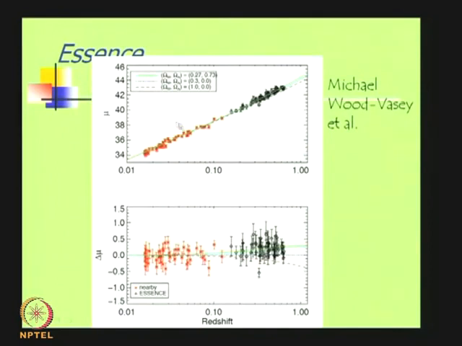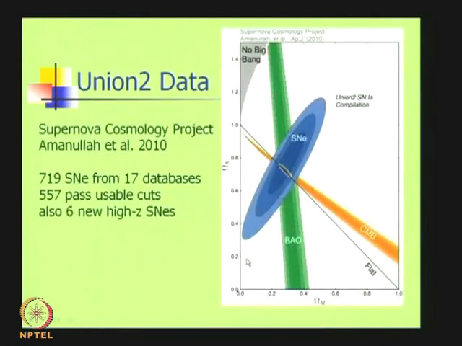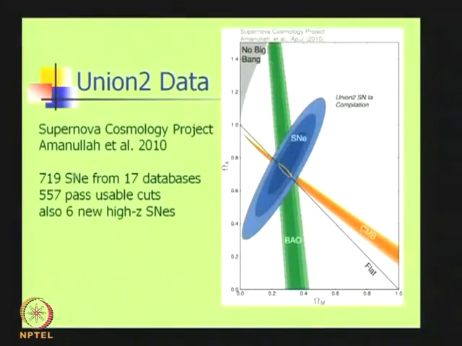Okay, so the results are already coming from these. These are results from Essence, which I mentioned, and let me show you some other recent data. The data I was showing you earlier was from 2003. These are results from 2010. These are results from the Supernova Cosmology Project. This is a reference, and it's called the Union. The data that they have considered for the supernova is called the Union 2 data.